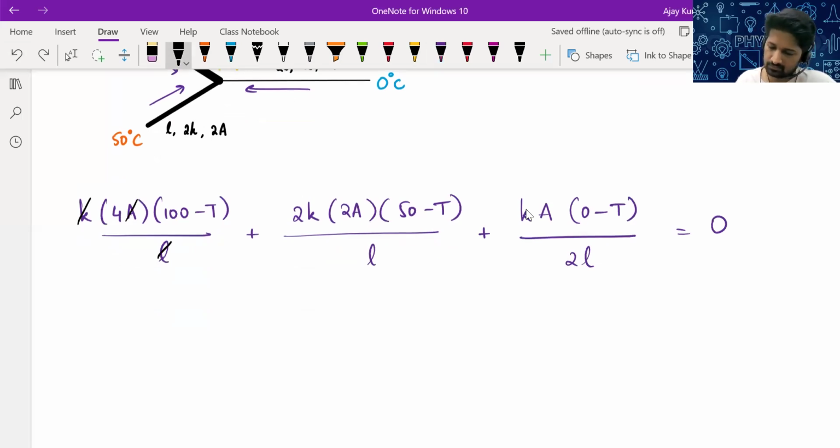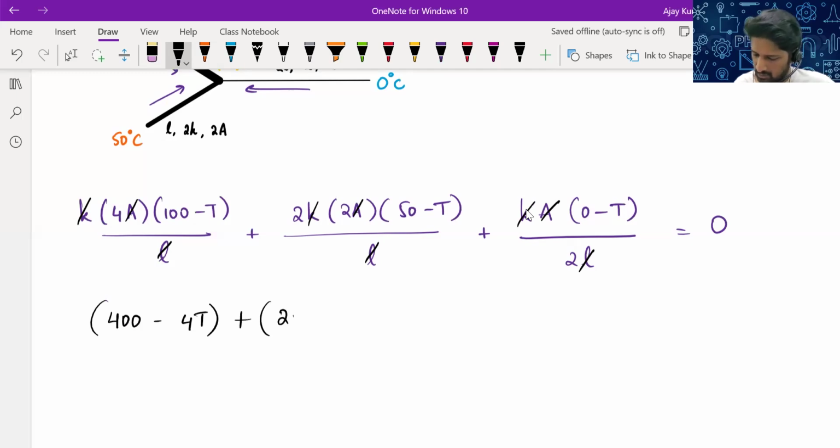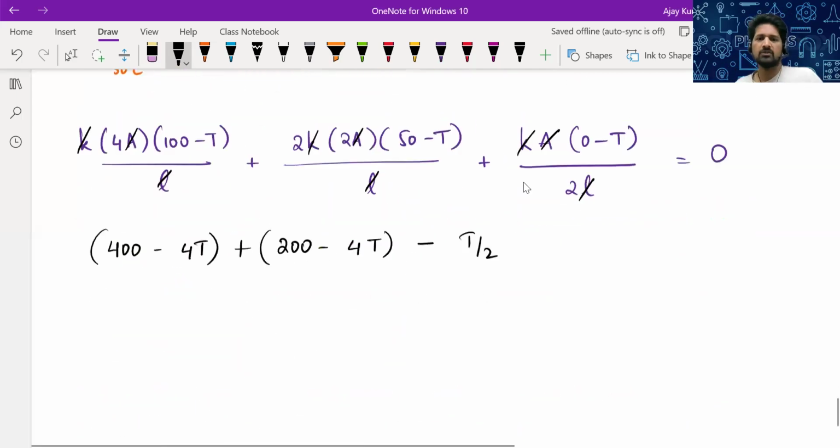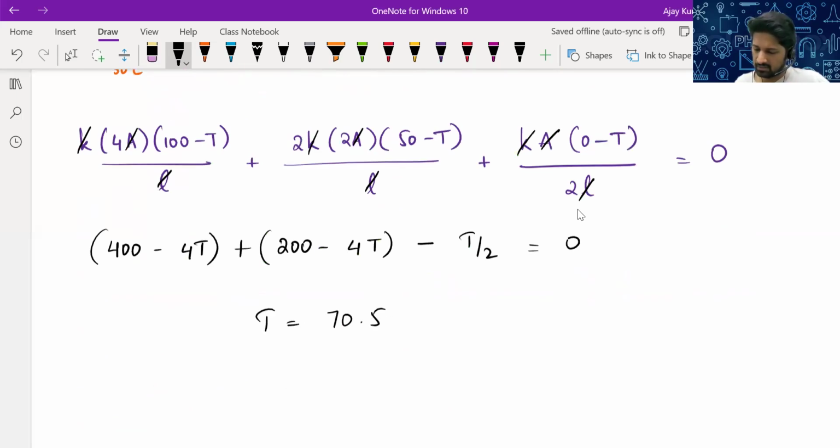Now, if you observe, it's effectively the same equation that we got before. 400 minus 4T, first bracket, plus second bracket 2 into 2, 4 into 50 minus T, that is 200 minus 4T. This is what we had gotten before also. Third bracket is now minus T by 2. Earlier, we had equal to T by 2. T by 2 was on that side of the equation with a plus. Now it has come to this side of the equation with a minus. So it's the same equation. Then you will get the same answer, 70.59 degrees C. So it doesn't matter whether you write inflow is equal to outflow or you write net inflow is equal to 0, you're going to end up getting the same answer.